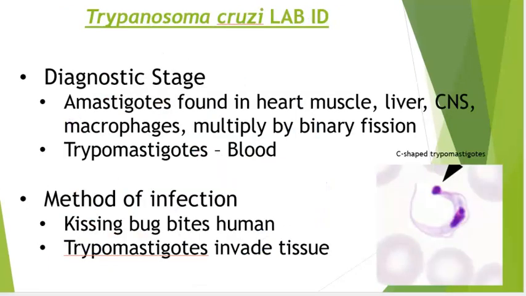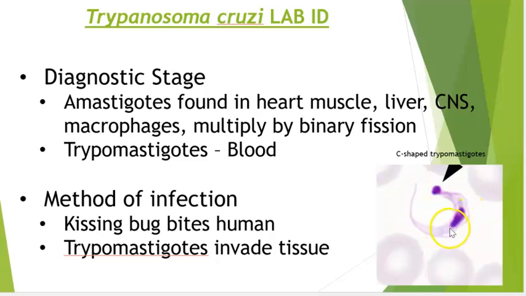So for us as lab techs, how are we going to diagnose Trypanosoma cruzi in the lab? The amastigotes can be found in muscle, like heart muscle. They also can be found in the liver tissue and central nervous system. Also, they can be seen in macrophages. They are going to multiply by binary fission. Also, you can see the trypomastigote stages in the blood, and that's what you're looking at here.